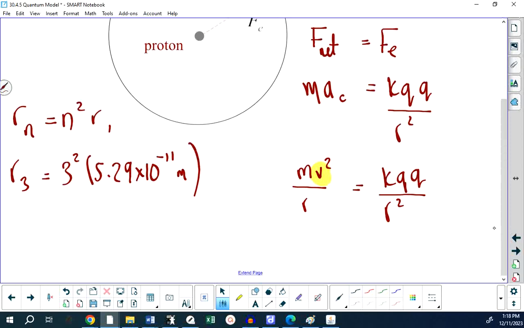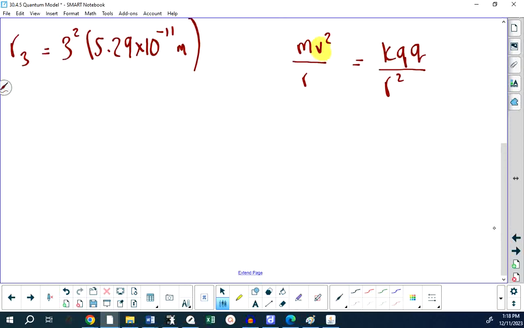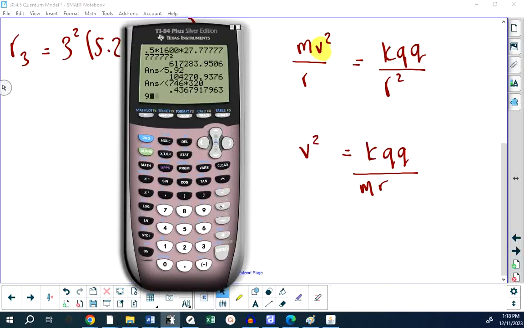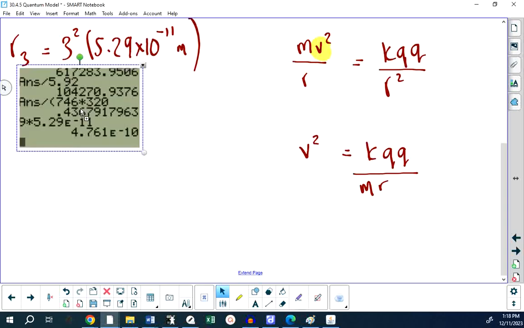I'm going to go ahead and rearrange this for v right now. V squared will be equal to k q squared over m r. One of those r's cancels. So then we would take the square root of that. All right, so let's calculate 9 times 5.29 multiplied by 10 to the negative 11. This is R, 4.761 times 10 to the negative 10 meters.